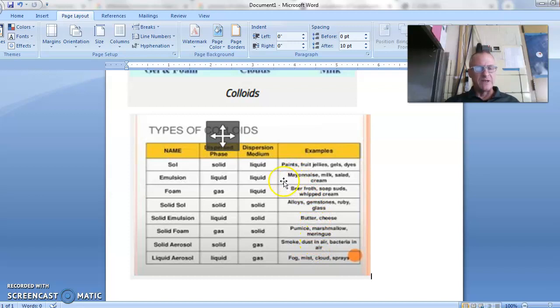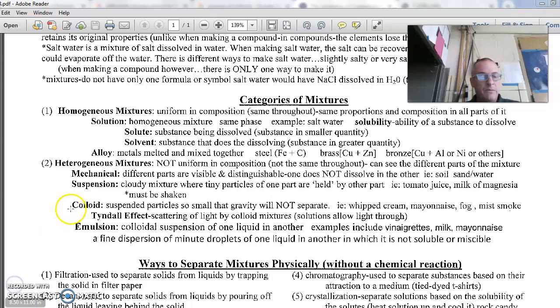So small that it's sometimes difficult to recognize the difference between a colloid and a solution with your own eyes. So how can we tell a colloid from a solution? Well, colloid particles are suspended, and they are very small, and gravity will not separate them. But they are large enough that they would scatter light. So if you shine a light through a colloid, it will scatter that light. That's called the Tyndall effect.